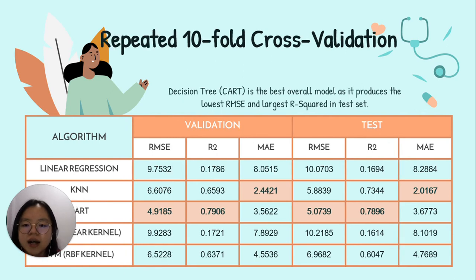Similarly, when we use the repeated tenfold cross-validations, chart is also the best overall model because it produces the lowest RMSE and largest R-square in the test set.